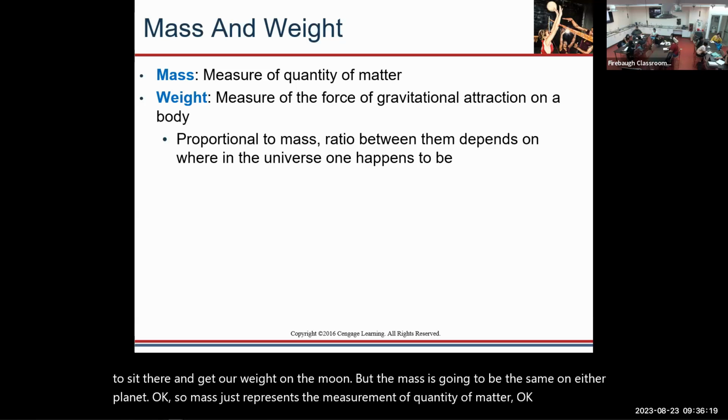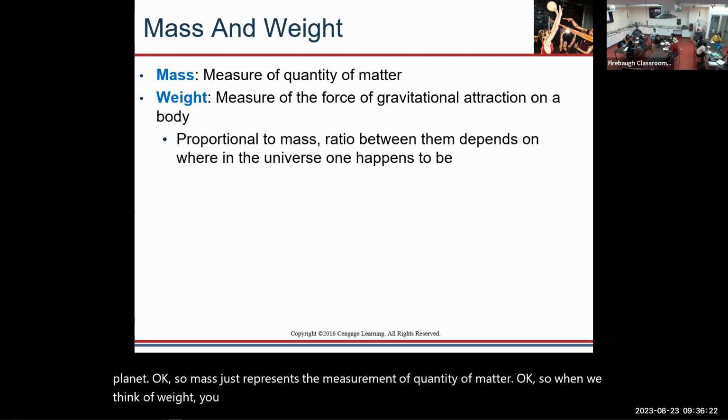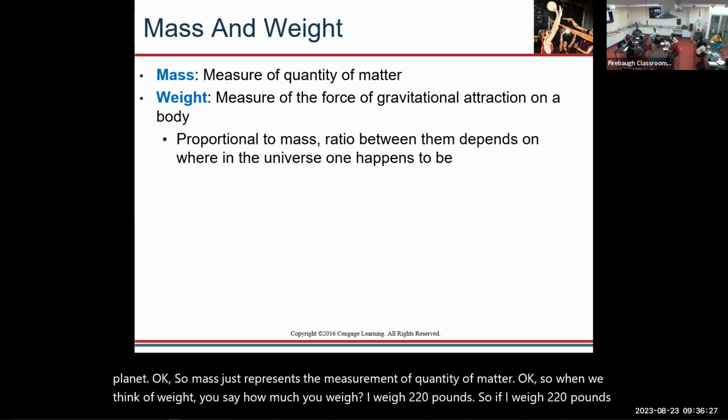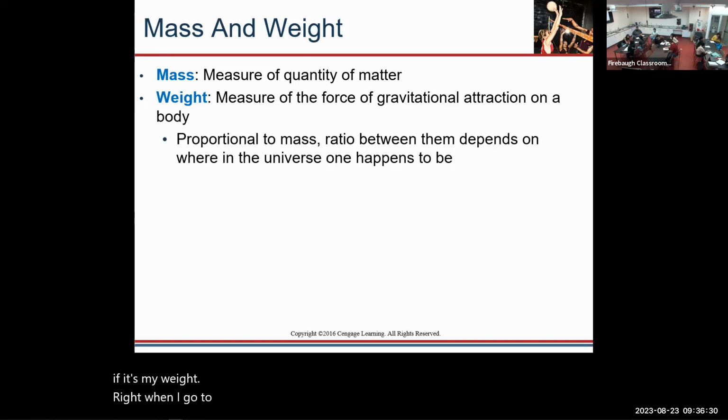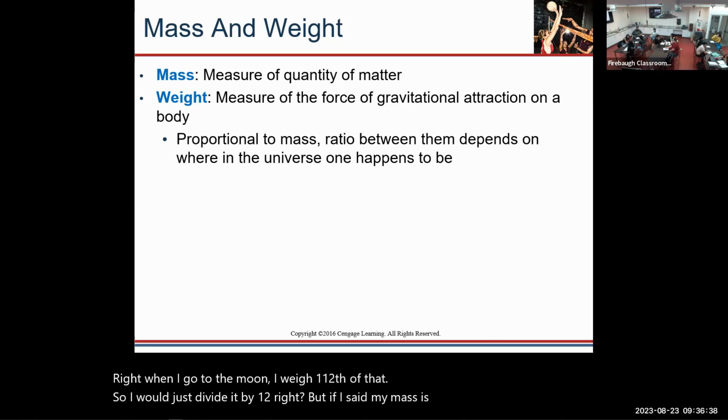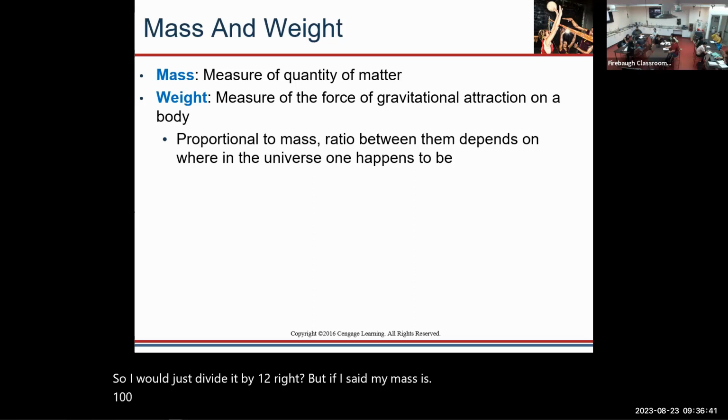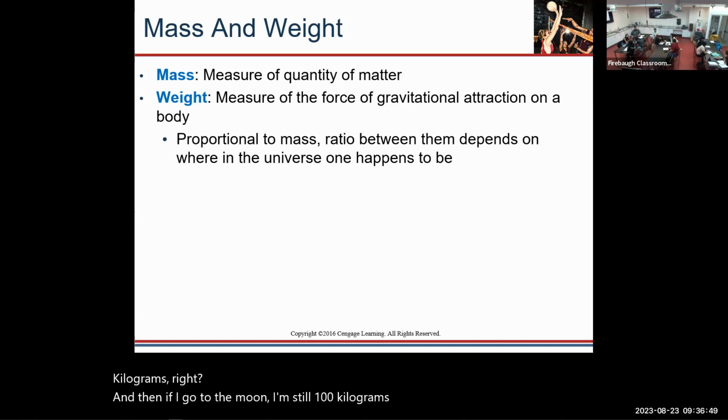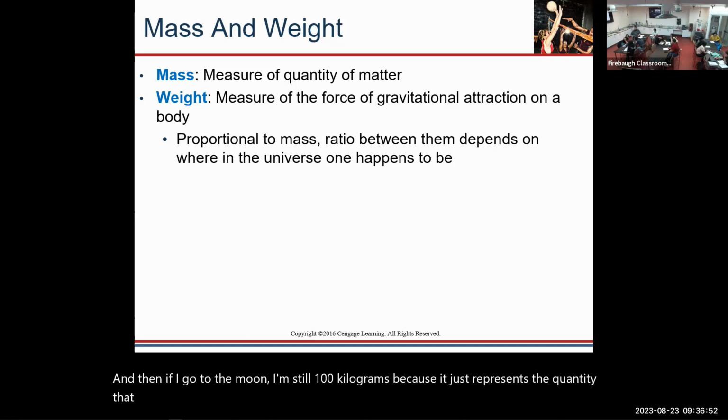So when we think of weight, you say how much you weigh. I weigh 220 pounds. When I go to the Moon, I weigh 1/12 of that, so I would just divide it by 12, right? But if I said my mass is 100 kilograms, and then I go to the Moon, I'm still 100 kilograms because it just represents the quantity of me. Okay? Does that make sense?